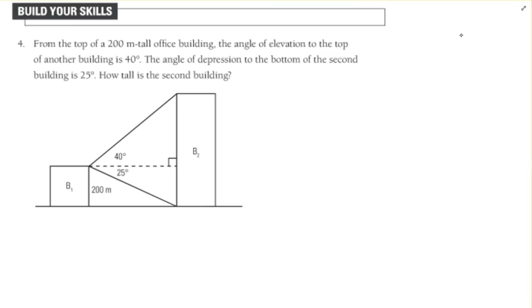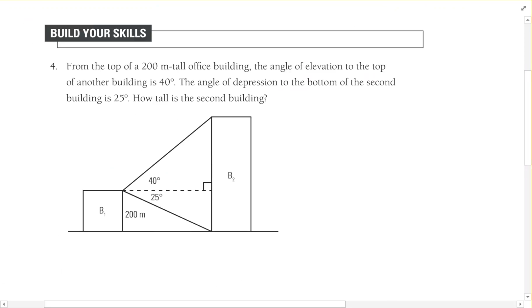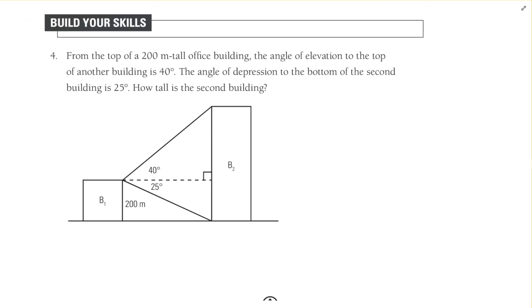Okay. This is kind of a typical question. So it says from the top of a 200-meter tall office building, so they've already even drawn it in for us. The angle of elevation to the top of another building is 40 degrees. That's that. The angle of depression to the bottom of the second building is 25. So that's that one. How tall is the second building?